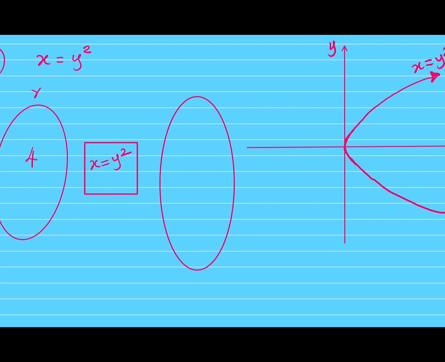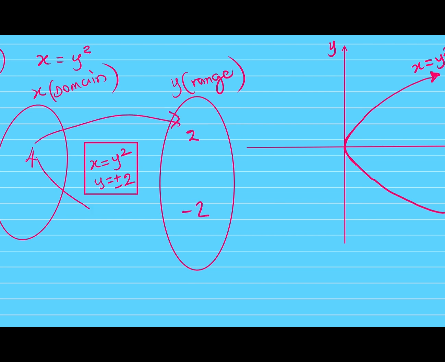These are my x's, which we call our domain. Remember, domain, yeah? And then these are y's, which we call our range. So if you put 4 in for x, remember, and then you will get y to be plus or minus 2. So you have 2 and you have minus 2. Hence, this is not a function because there are two different outputs for the same input. So that defeats the definition of a function.